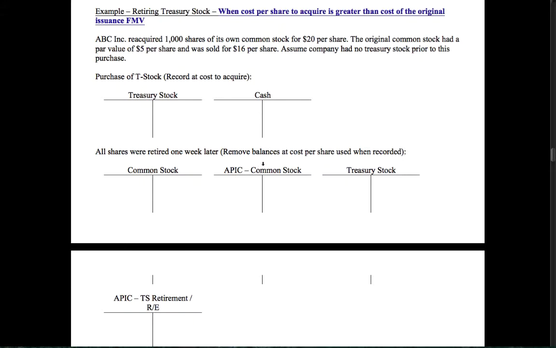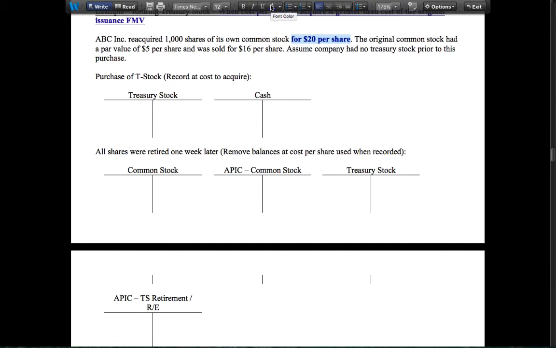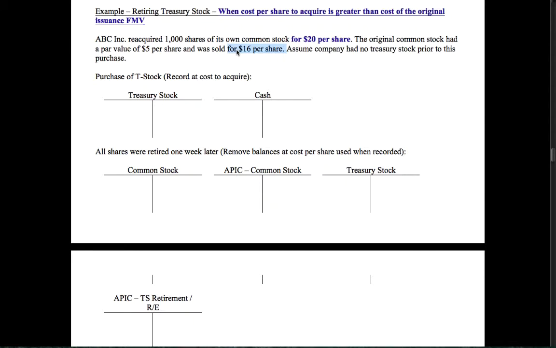Now, let's go through an example of retiring treasury stock when the cost per share to acquire is greater than the cost of the original issuance fair market value. Therefore, this is an instance where the cost I paid to acquire the share was greater than what I originally sold the share at. So in our previous example, we sold the shares for $25 and reacquired them for $22. In this example, we reacquired the shares for $20, but we originally only sold them for $16. Therefore, we are paying more now to reacquire the share than what we received initially.